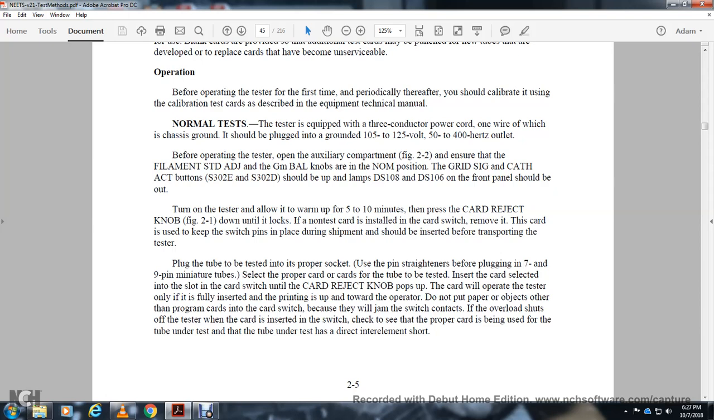Prepare the card to recheck, down until the live non test with the card. Install the cards and remove the cards, keeping the switch band with the plate. The shipment should be inserted with the body before testing. Before transporting the tester, plug in the tube under test.